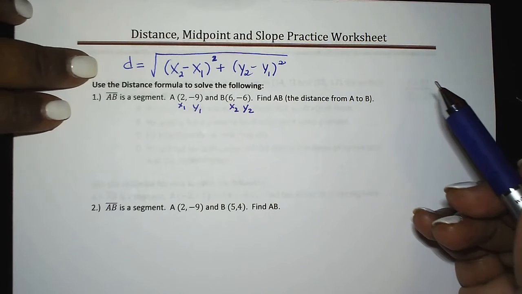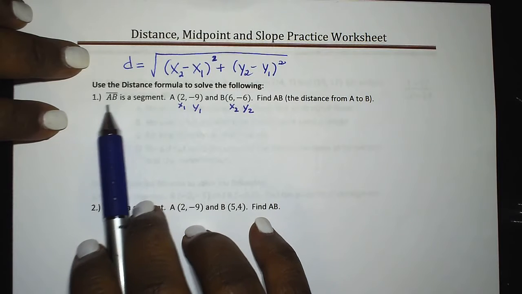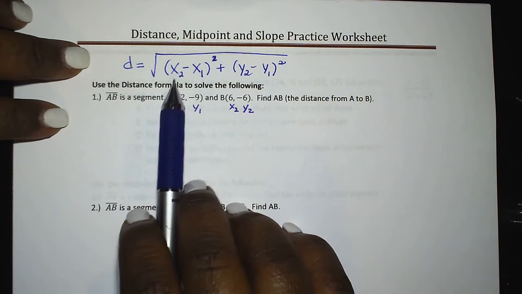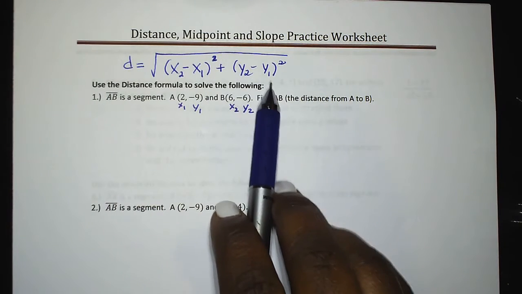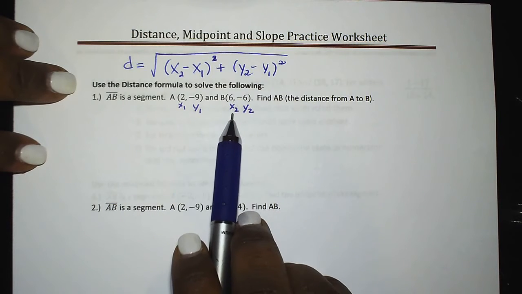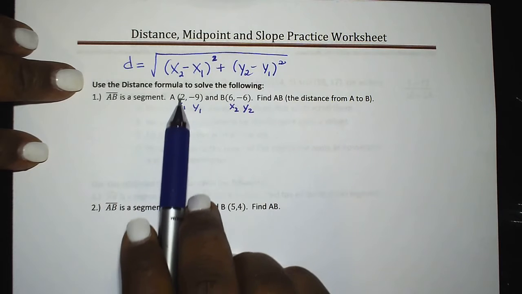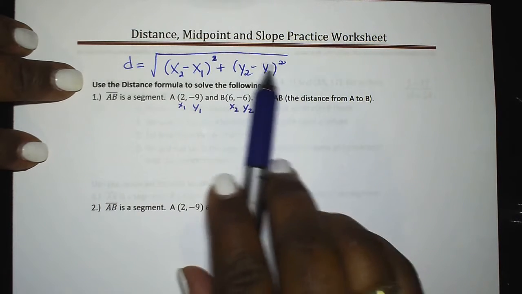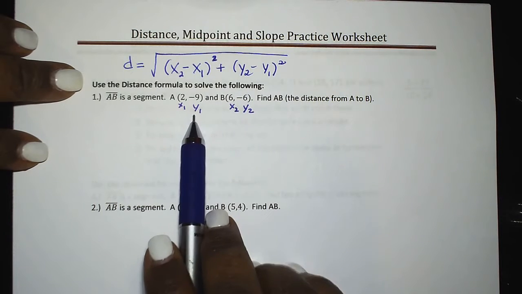Okay, using the distance formula, you can determine the distance or the length of a segment. So here's the distance formula: the square root of x sub 2 minus x sub 1 squared plus y sub 2 minus y sub 1 squared. The x sub 2 represents the x component of the second point. The x sub 1 is the x value of the first point. Same for the y: y2 is the second point's y, minus y1 here.